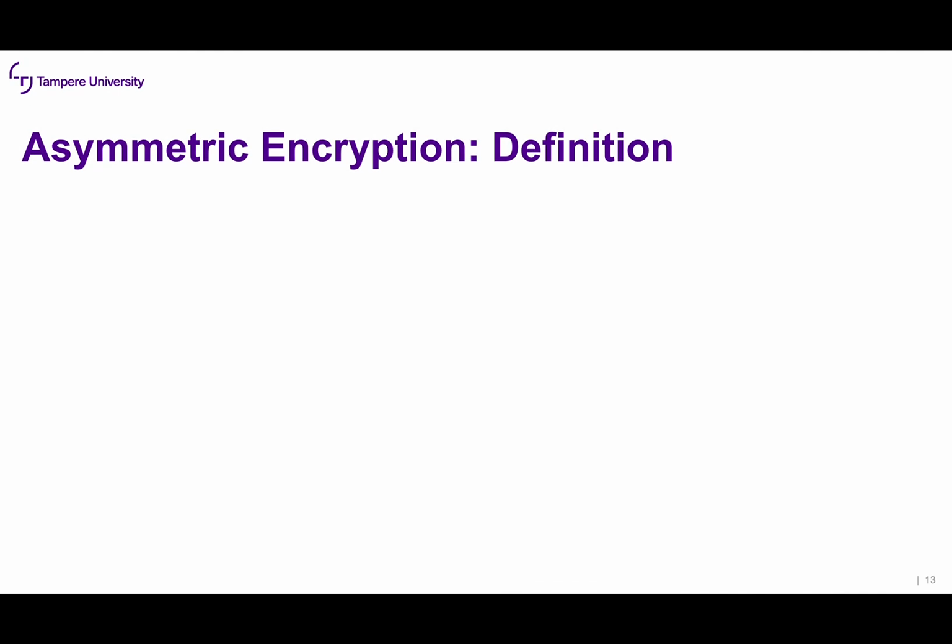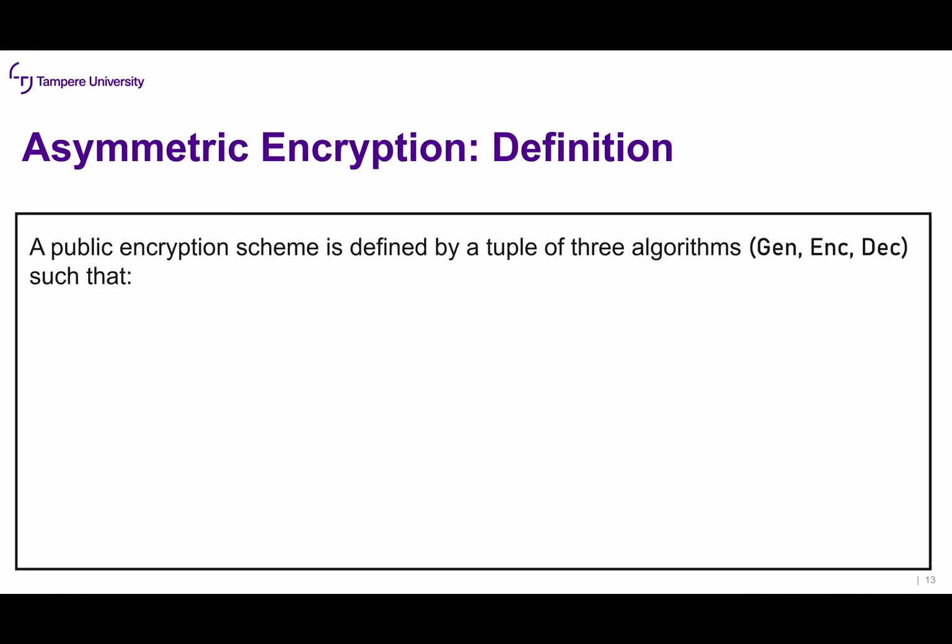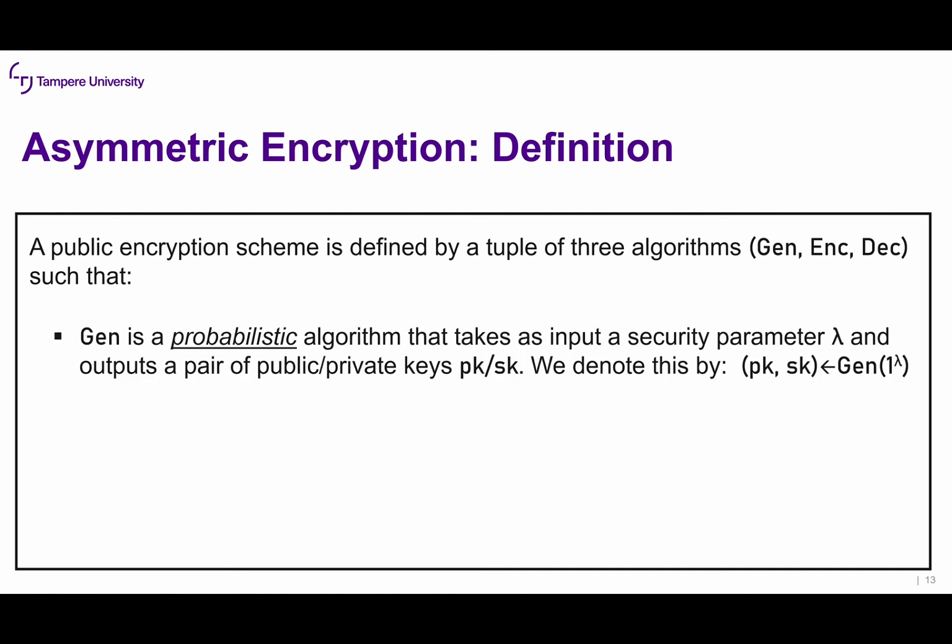Some definitions, a semi-formal definition of asymmetric encryption. A public encryption scheme is defined by a tuple of three algorithms: the generation algorithm, the encryption, and the decryption, such that generation is a probabilistic algorithm that takes as input a security parameter lambda and outputs a pair of public-private keys, PK, SK: PK for public key, SK for secret key.